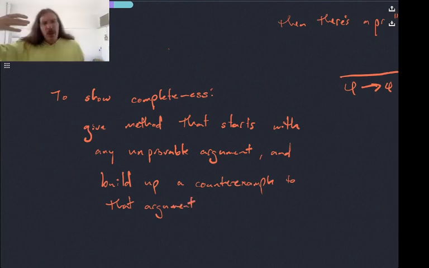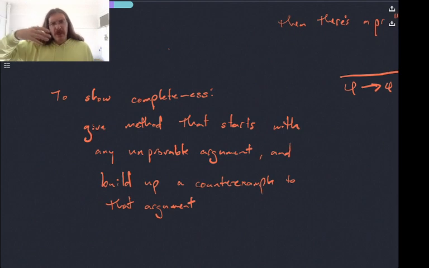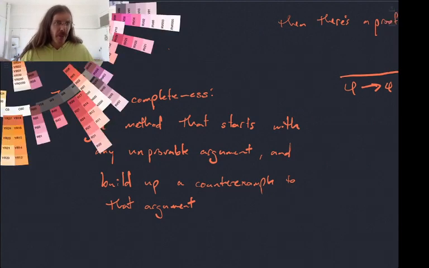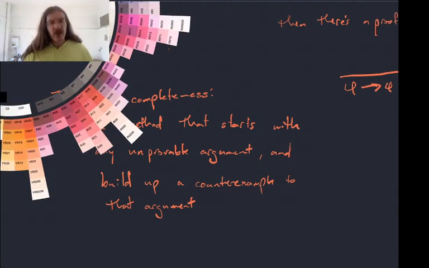And at every step of the way, as we build up a counterexample to that argument, we're going to be leaning on our knowledge that it's not provable. So we suppose at the outset that it's not provable. If it's provable, we're all set, because completeness just means everything either has a proof or a counterexample. So if it has a proof, we're all set. What we really care about are cases where it doesn't have a proof.